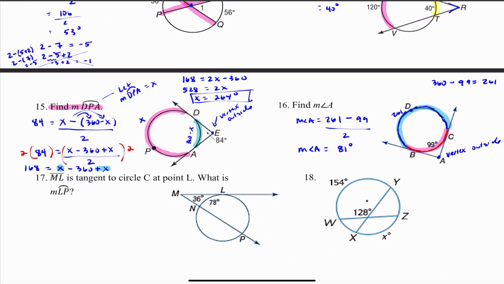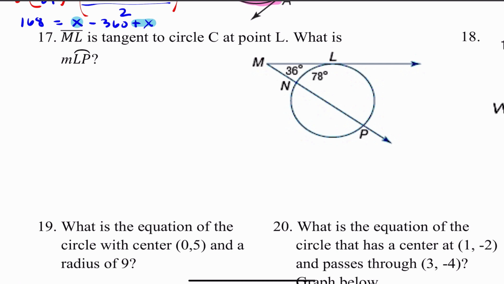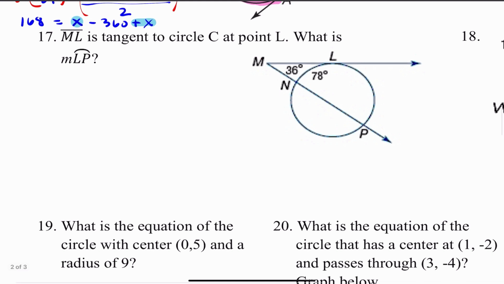Alright, so we did 15 and 16. Let's take a look at number 17. Segment ML is tangent to circle C at point L. What is the measure of arc LP? Okay, so the vertex is outside of the circle.